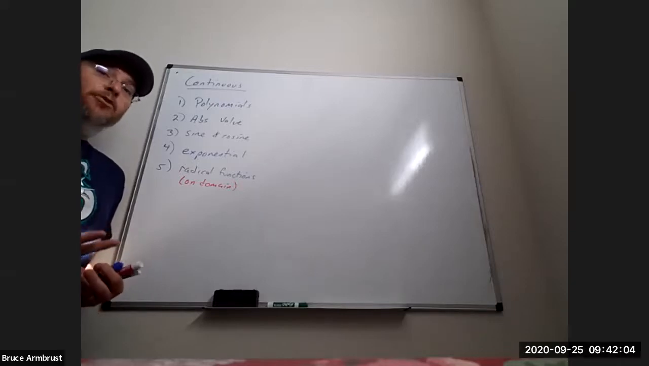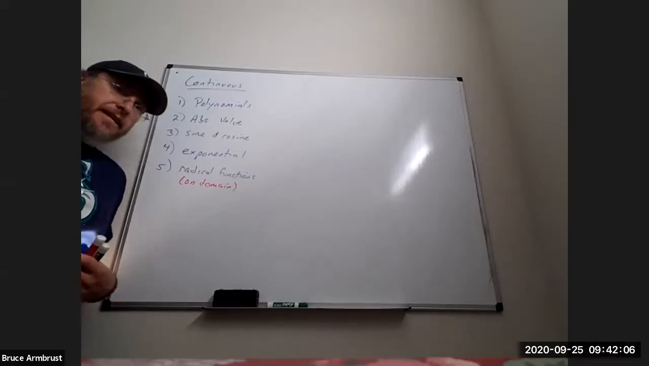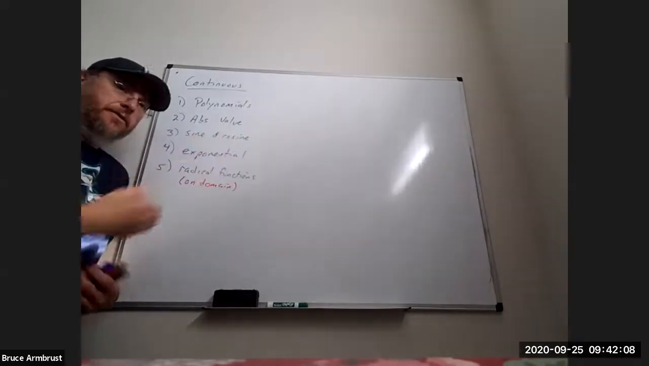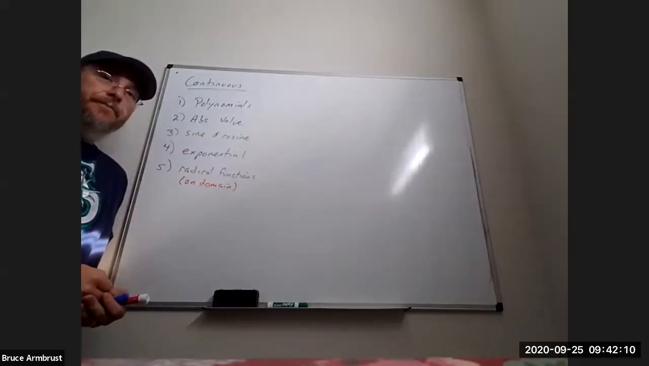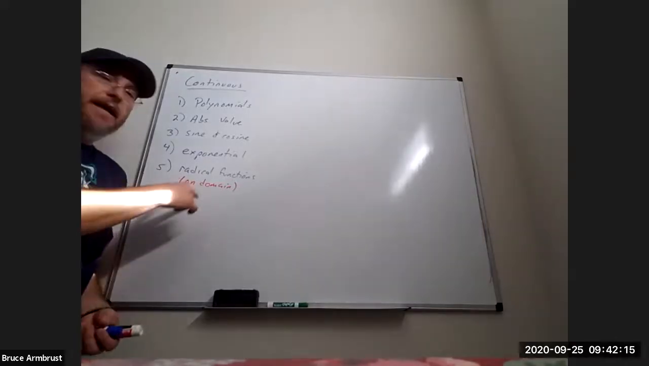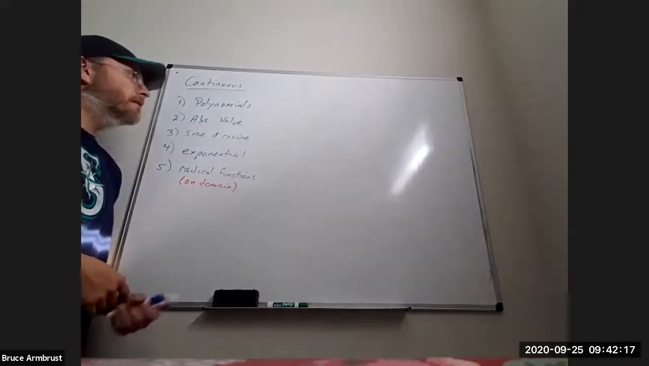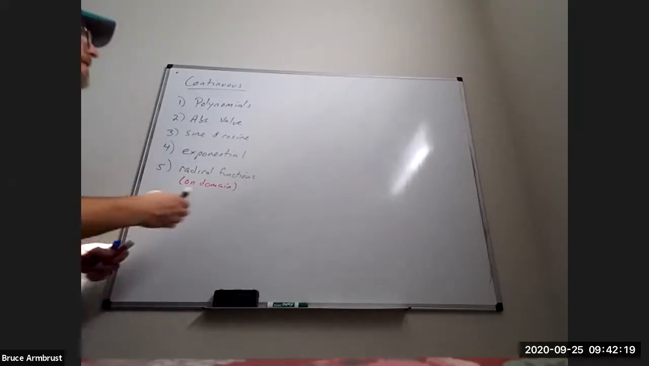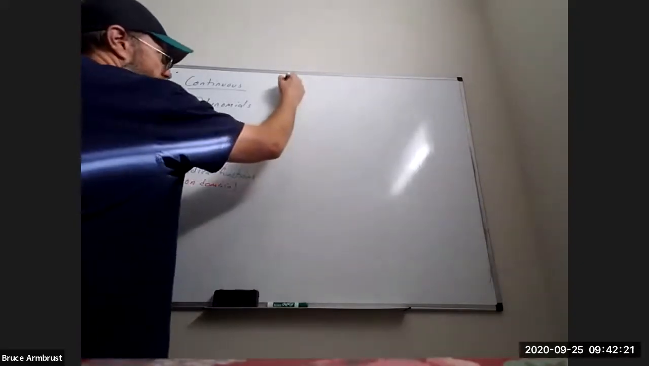And some of them, like a cubic, that one actually does go from minus infinity out to infinity. And so is continuous over the entire real number line. But the radical function works well. Okay, so there are some that are continuous. So let's go to discontinuous.